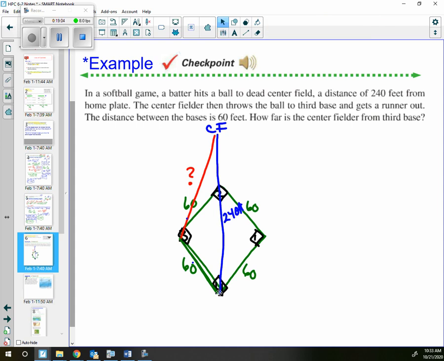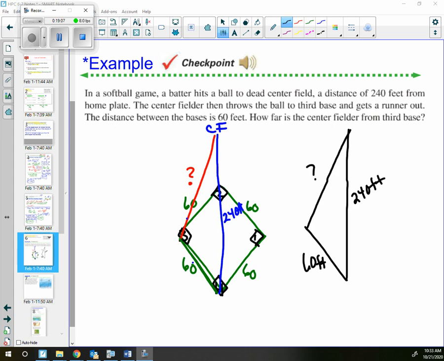Let me see if I can draw it separately. So this is the triangle we're dealing with. So we have two sides. So think about what we need to know for law of cosines. We either need side, side, side, or side, angle, side. Well, I definitely don't know side, side, side. That's what the question is asking me to find. I want to figure out how long that throw is.